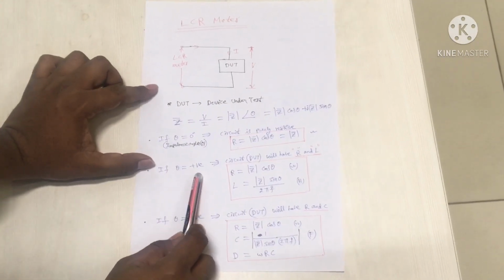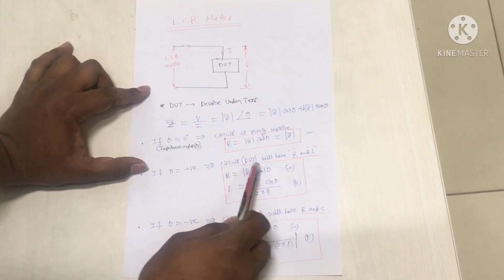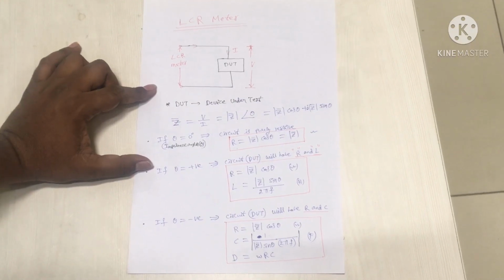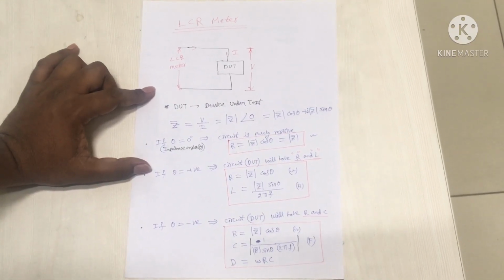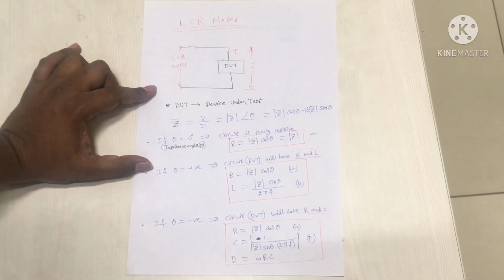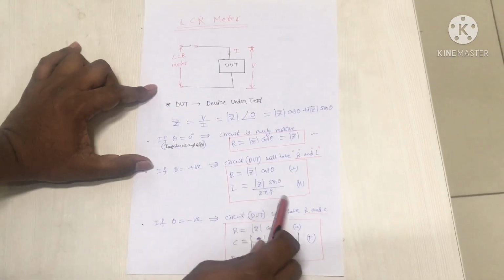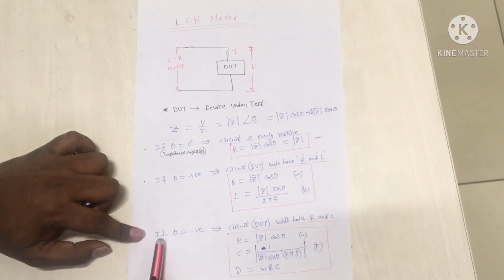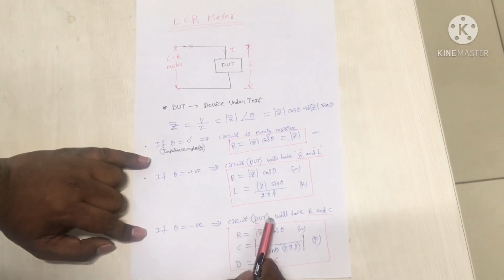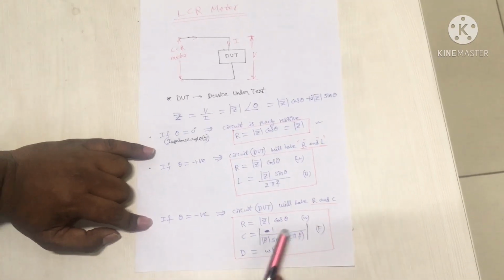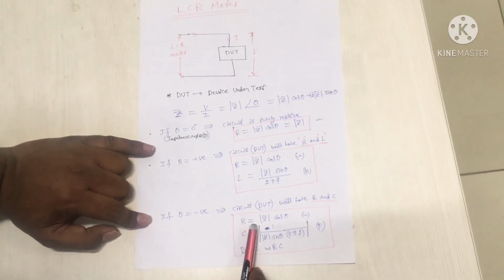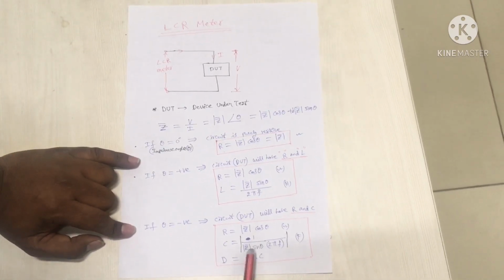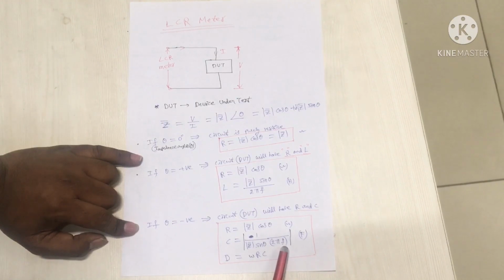When theta is positive, the DUT will have R and L components. R can be determined by using Z cos theta, and L can be determined by using Z sin theta divided by 2 pi f, where f is the supply frequency. When theta is negative, the DUT will have R and C elements. R can be determined by using Z cos theta, and C can be determined by using 1 by Z sin theta into 2 pi f.